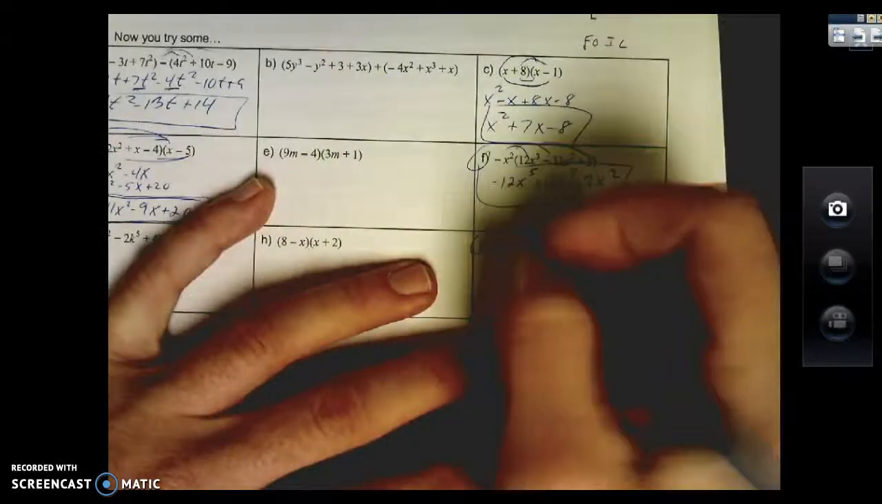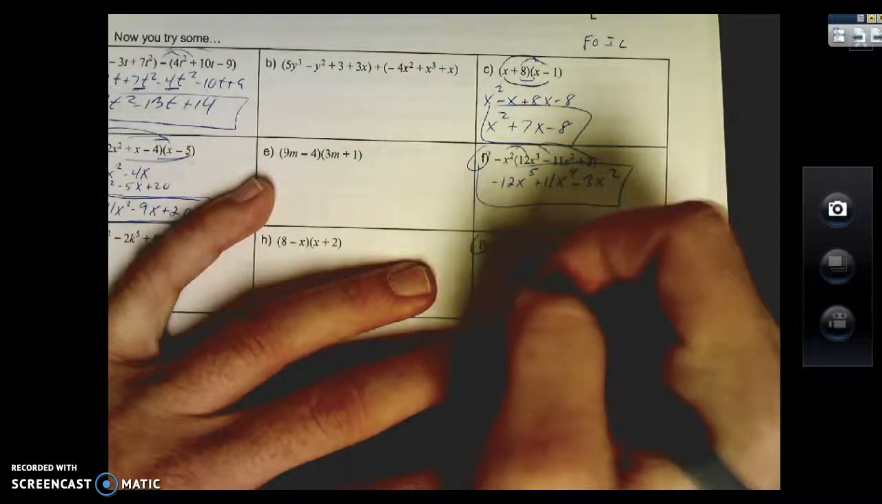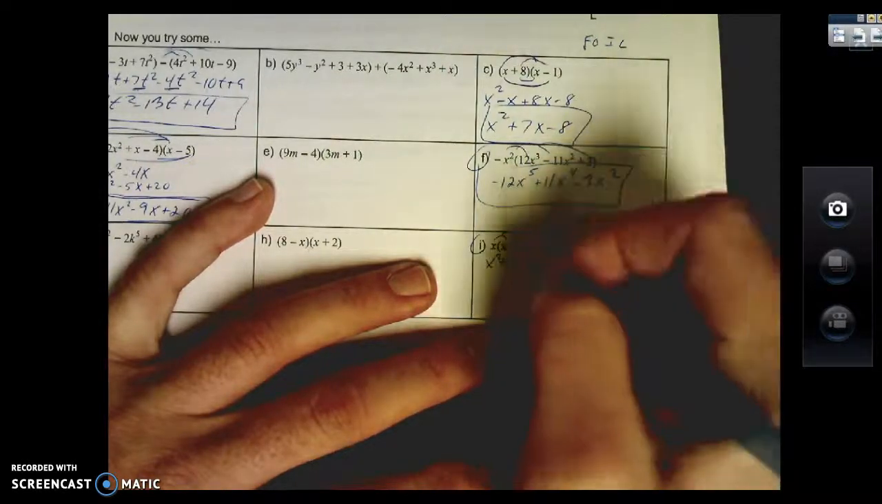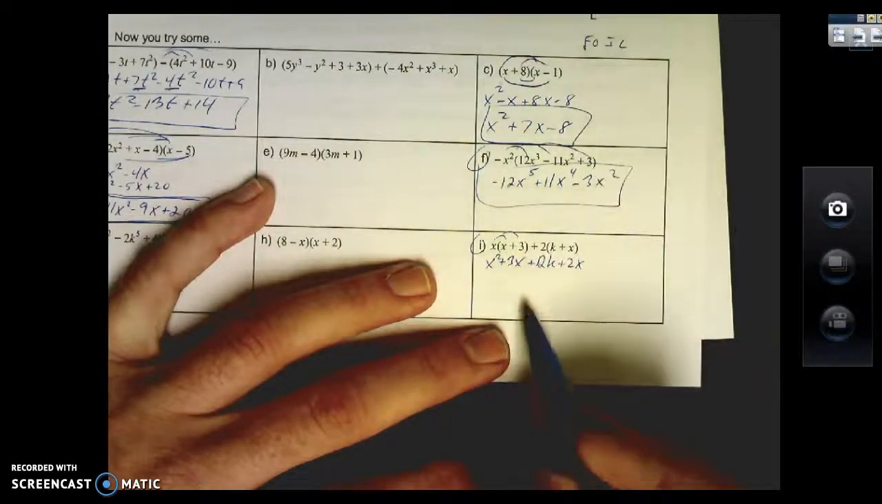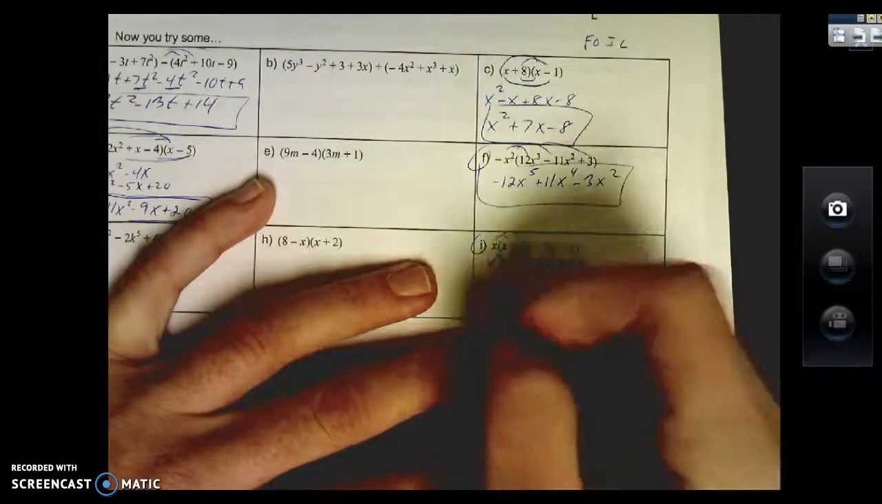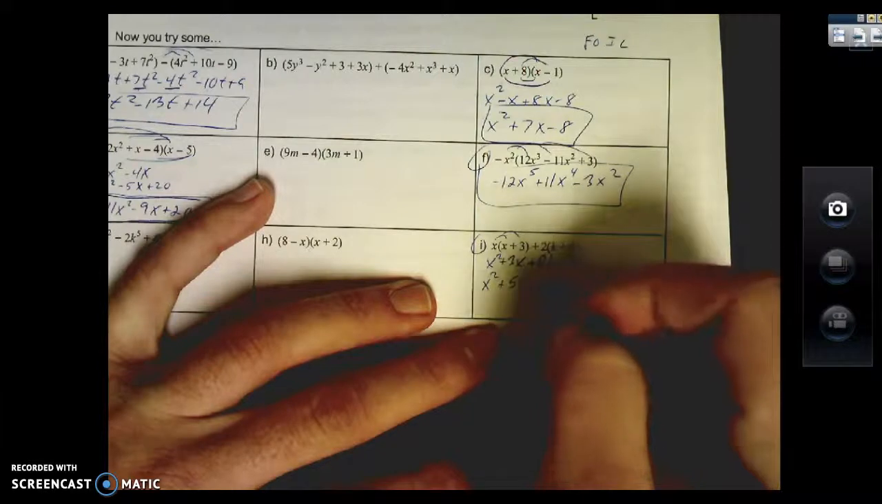Finally, letter I, I can distribute the x into my first set of parentheses, x squared plus 3x, and then distribute the 2 in. 2k plus 2x. Sorry, that's a 2 right there, as bad as that seems. And all I'm doing is combining like terms. I just have 1x squared, 3x and 2x is 5x, and then 2k is just 2k.